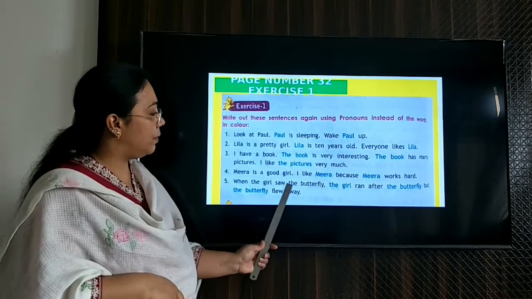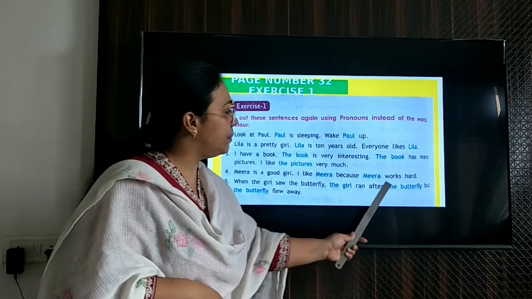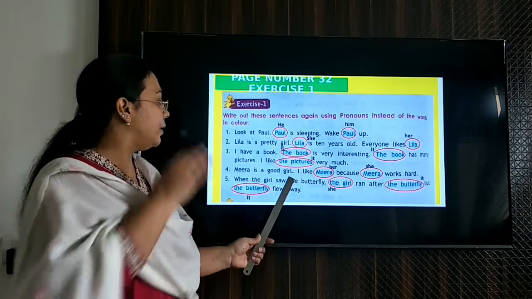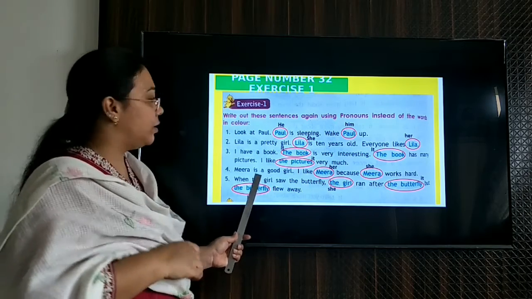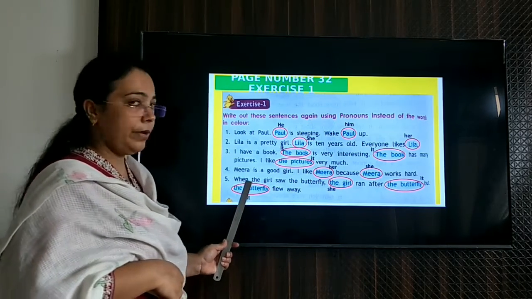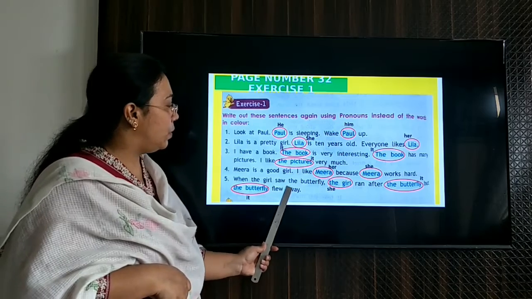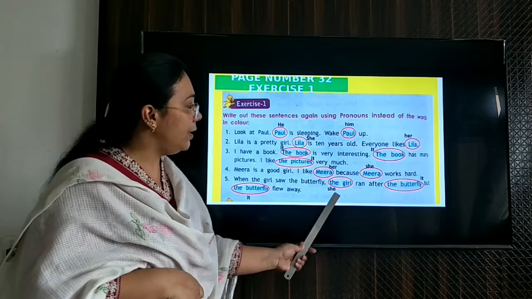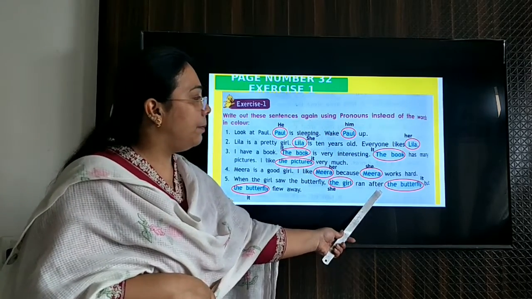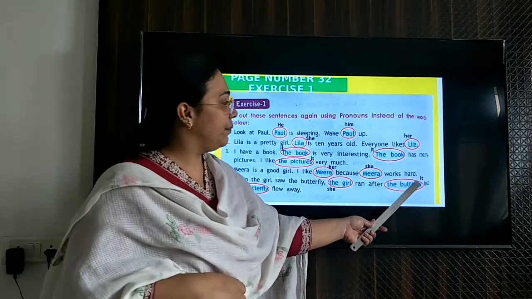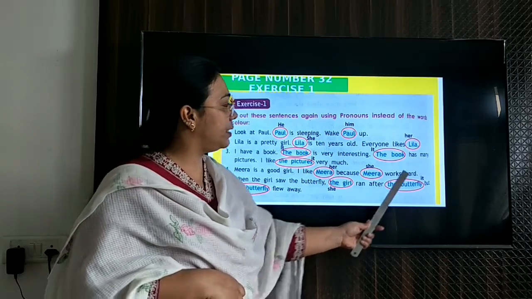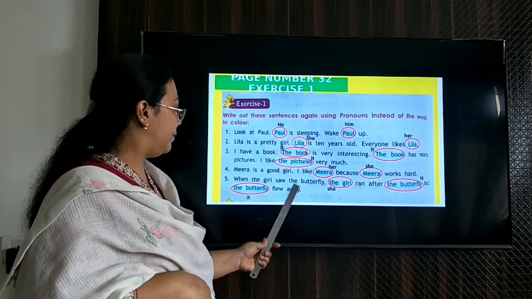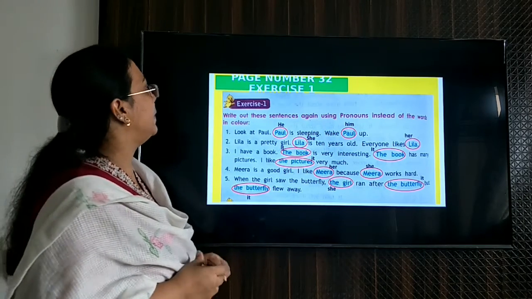When the girl saw the butterfly, the girl ran after the butterfly, but the butterfly flew away. When the girl, we use feminine, it's a feminine noun. When the girl saw the butterfly, she ran after the butterfly. It's an insect, so we use it. Ran after it, but it flew away. Clear? Okay.